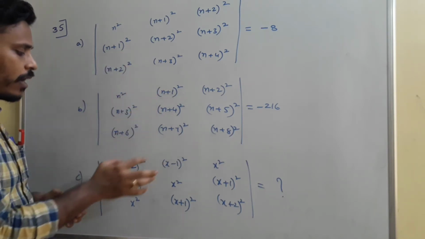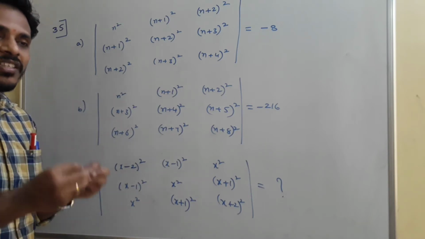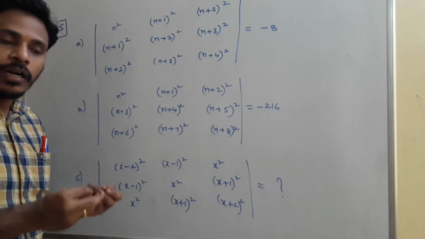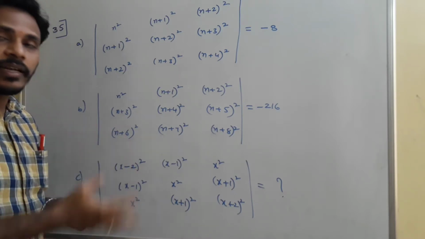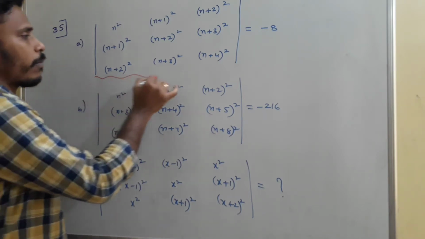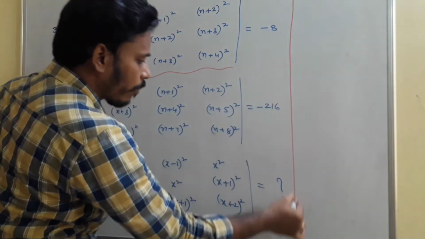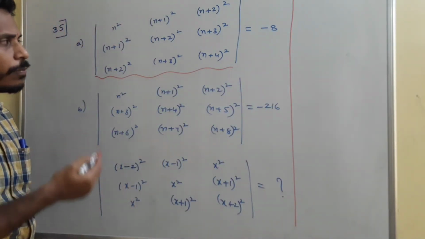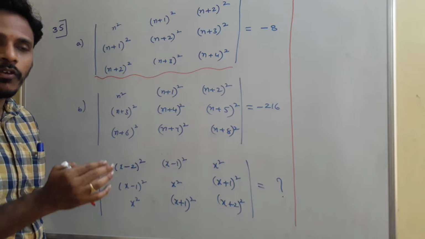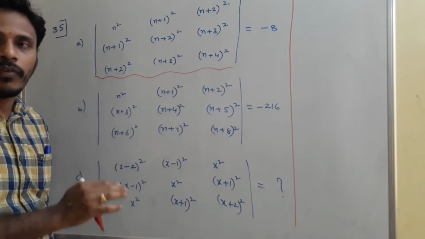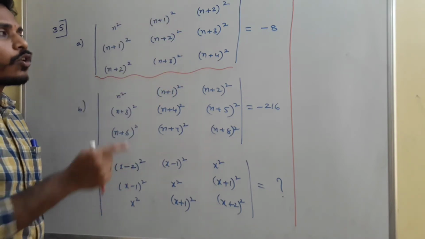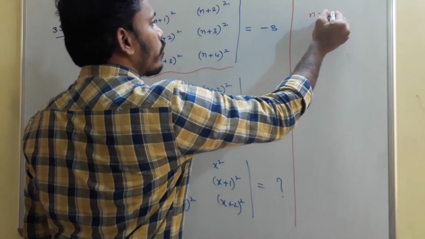Don't bother about n or x. You just take any value in the place of n or x, and for all those values the resultant determinant value is the same. Here they are directly asking us to find the value of this determinant, so you just replace n with any value. Without taking a value for n you can also find the determinant, but it is somewhat complicated because everything is in terms of n. So my idea is to take n equals 0.